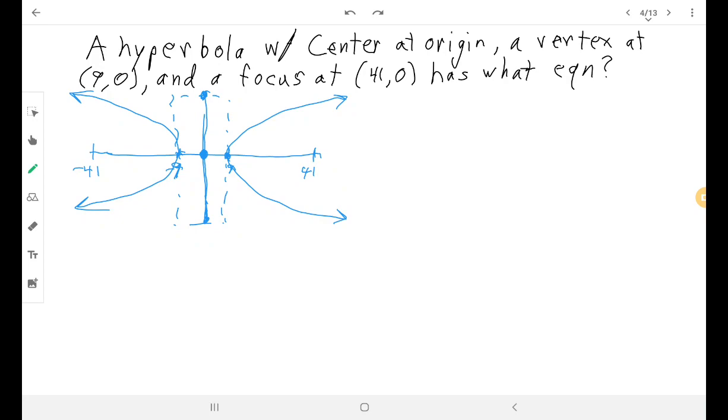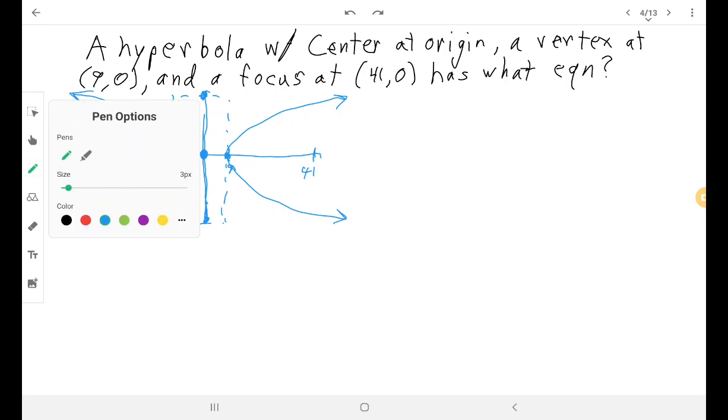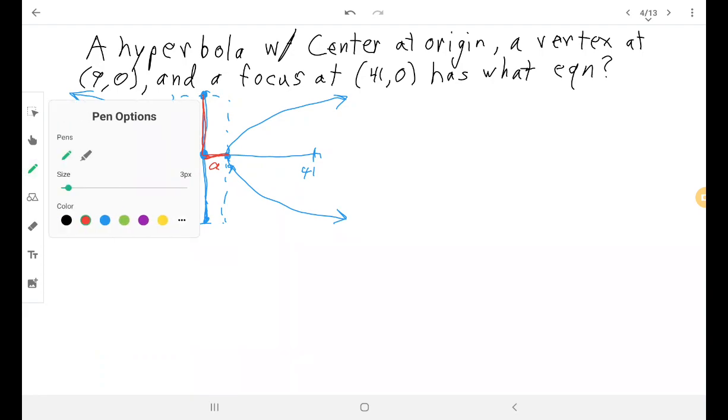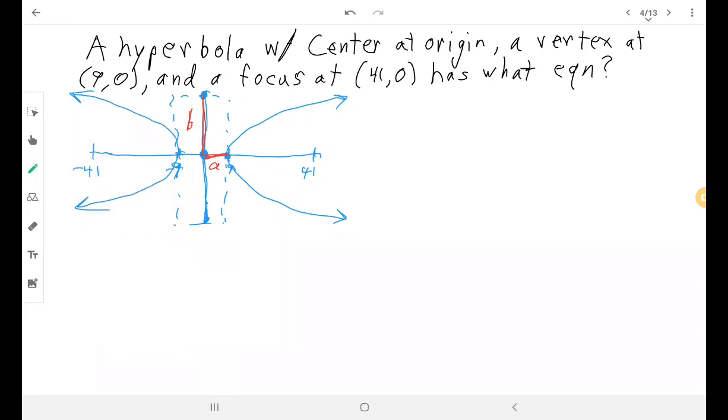Okay, so the important part is this. Okay, let me use a different color here. Let me use red. This distance is the distance A. That distance is the distance B. And then we have a third distance. And that third distance is from the center out to the focus point, and that is a distance C.